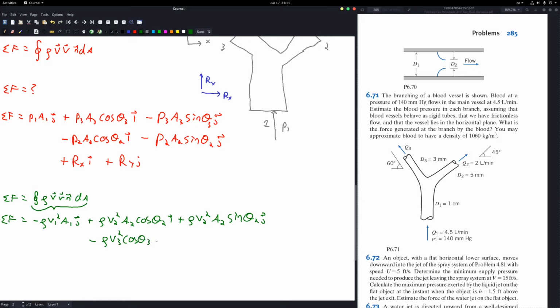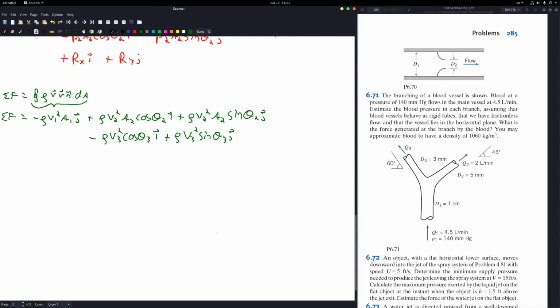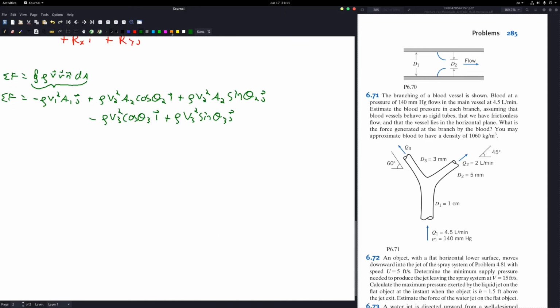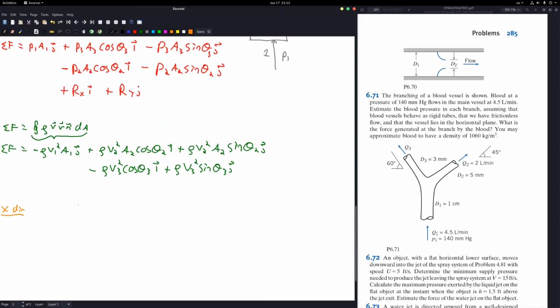Then we have minus rho v3 squared A3 cos theta 3 i. This is going to be negative because even if we're leaving the control volume, we're leaving in the negative x direction according to the coordinate system I defined. And then finally, plus rho v3 squared A3 sine theta 3 j. This is going to be positive because, again, we're leaving the control volume and our velocity is pointing in the positive y direction.